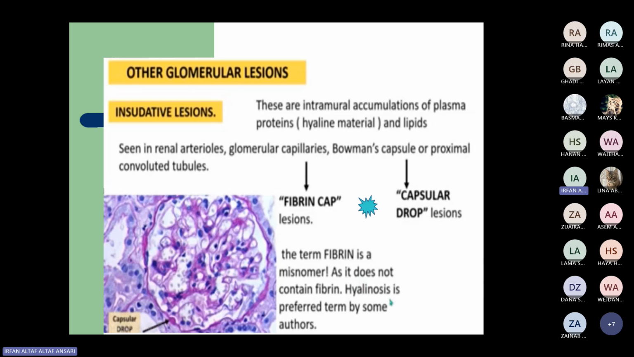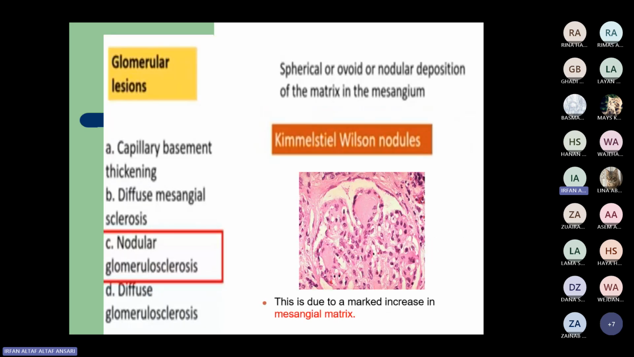Other lesions are the exudative lesions, known as the fibrin cap and the capsular drop. Some say fibrin cap is a misnomer because it does not contain fibrin; instead it has hyaline material, so some use the term hyalinosis. But fibrin cap has been used for a long period of time, so we still use it. So you have these three features: fibrin cap, capsular drop lesion, and KW nodule. They are characteristic of diabetes mellitus, apart from basement membrane thickening, mesangial sclerosis, and diffuse glomerulosclerosis.